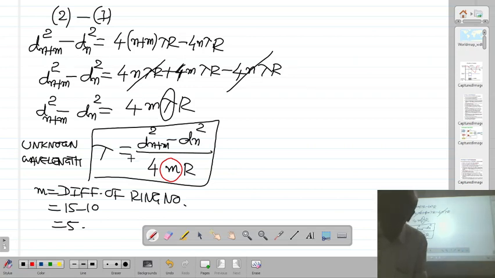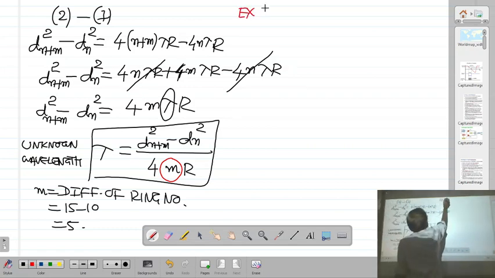And finally, we take the last example and then stop. We have solved 2 examples. Now we take the third example.